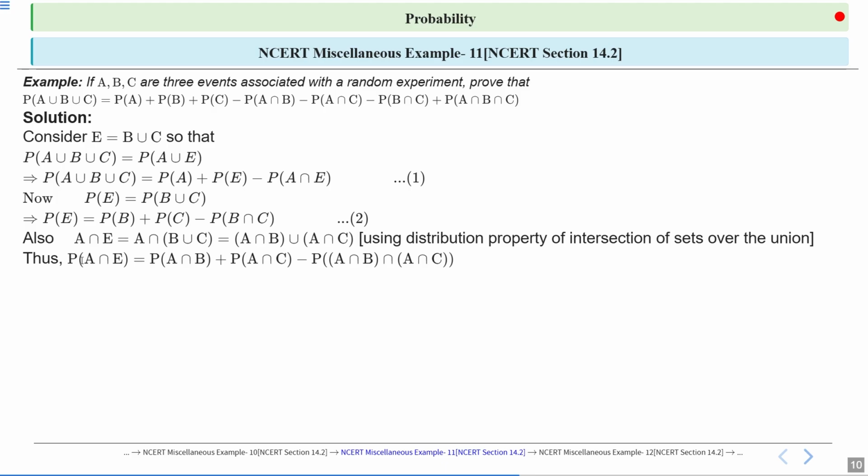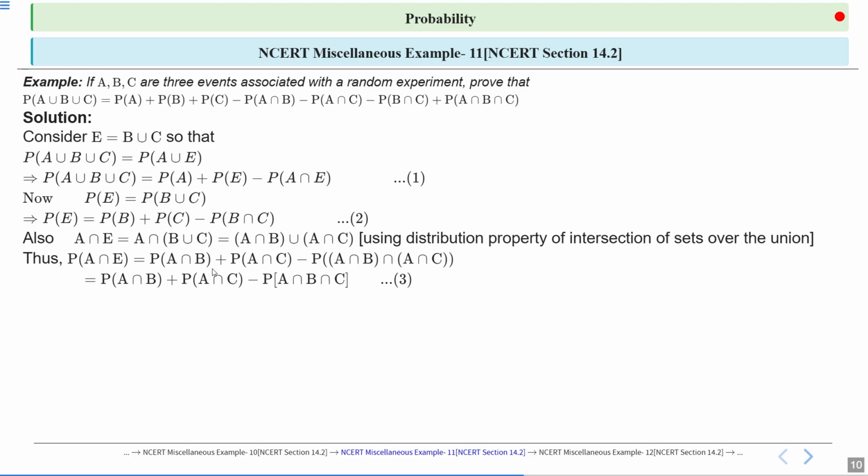And thus probability of A intersection E is equal to probability of A intersection B plus probability of A intersection C minus probability of A intersection B intersection of A intersection C. Okay, you can consider A intersection B as some event and A intersection C as another event. Then apply the formula probability of A union B is equal to probability of A plus probability of B minus probability of A intersection B. So we will obtain probability of A intersection E equal to probability of A intersection B plus probability of A intersection C minus probability of A intersection B intersection of A intersection C.